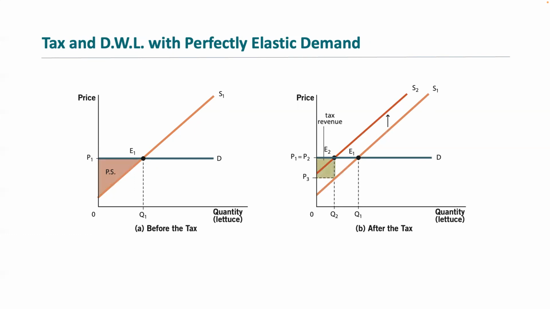Our tax revenue would be this area shaded in green. Our producers are giving up quite a lot of their surplus, and then the deadweight loss is going to be that producer surplus that we've given up. Keep in mind, when we say something's perfectly elastic, that means that if that price changes at all, if it goes up at all, the quantity demanded will fall to zero.